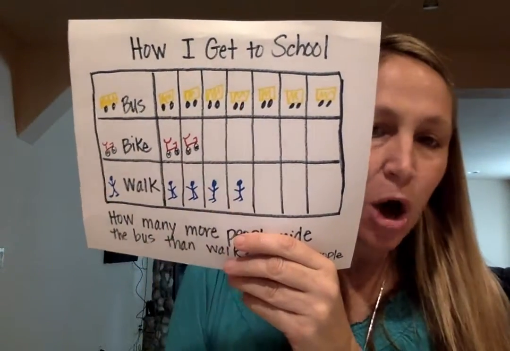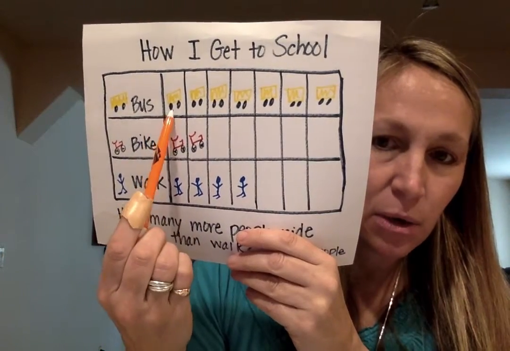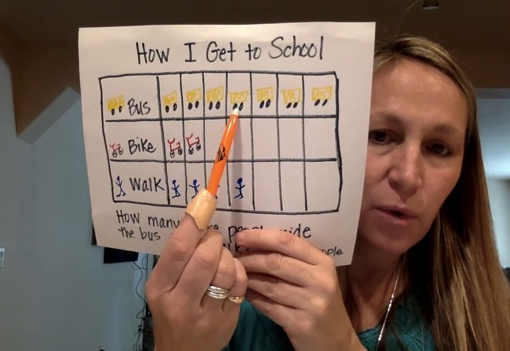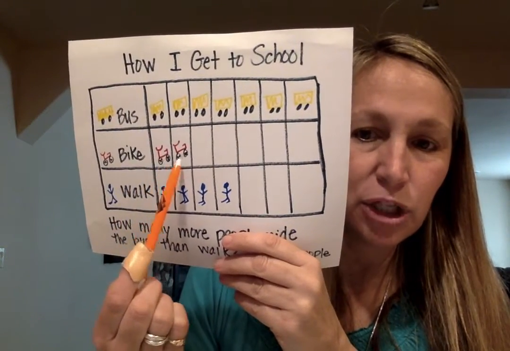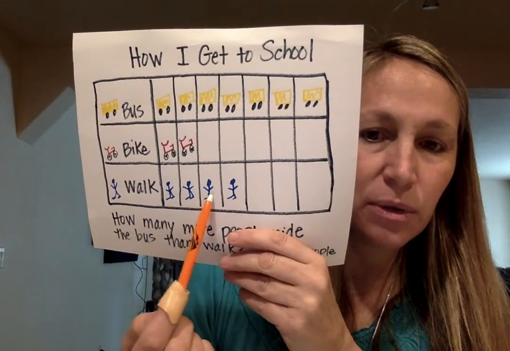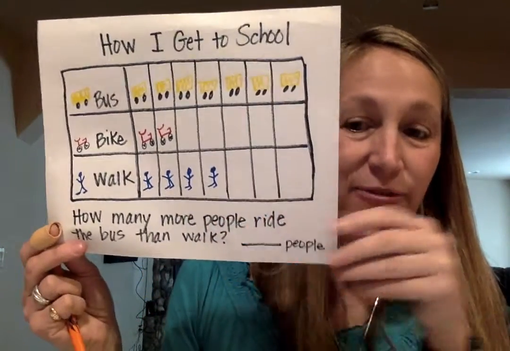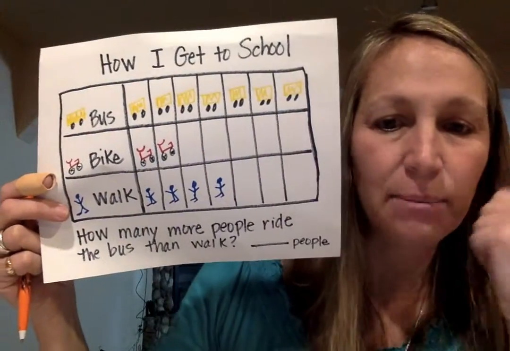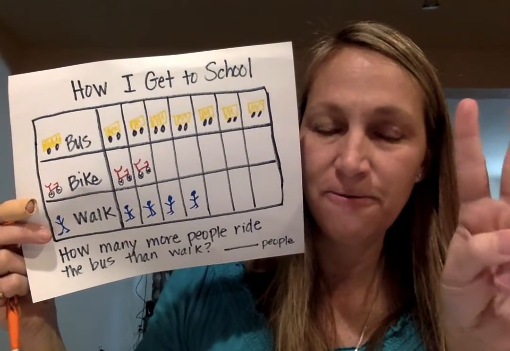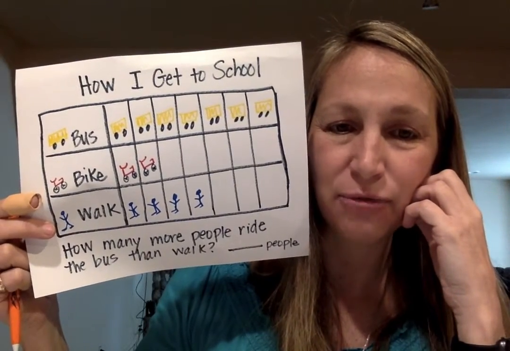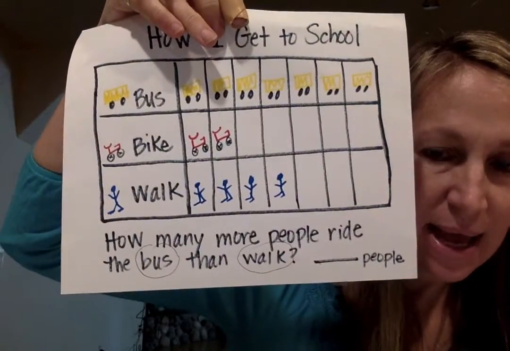So this graph is already built. So let's count how many bussers. 1, 2, 3, 4, 5, 6, 7 are bussers. How many are bikers? 1, 2. How many walk? 1, 2, 3, 4. So there is our picture graph. Now the question it's asking us is how many more people ride the bus than walk? So we actually only need 2 figures on this picture graph. Which 2 do we need? Well, if we look here at the problem, we need these. I will circle them. We need bus and walk.